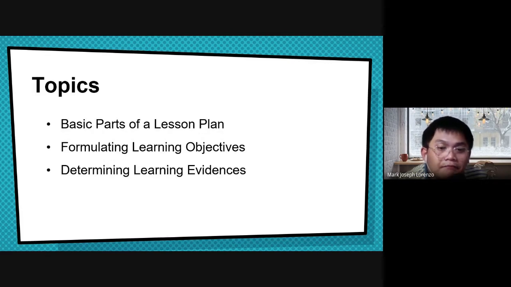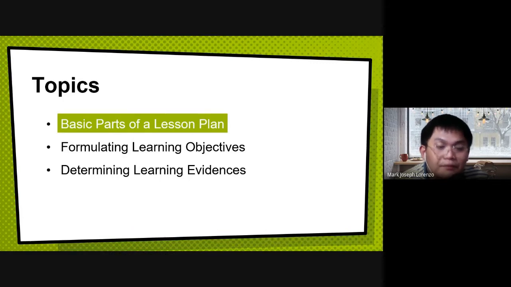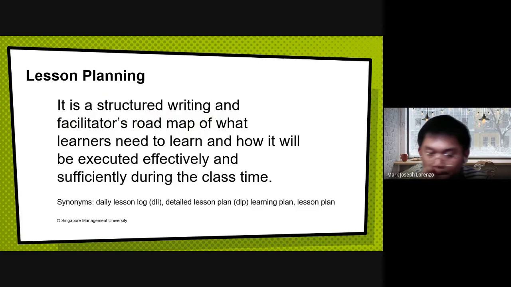On this topic, we will explore the basic parts of a lesson plan or a learning plan. We will learn how to write learning objectives, determine learning evidences, and write and construct performance checks and tasks. Let us proceed with basic parts of a learning plan or lesson plan.